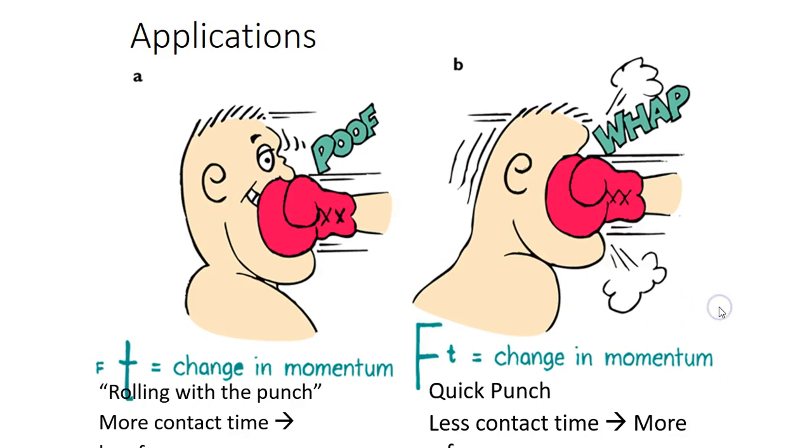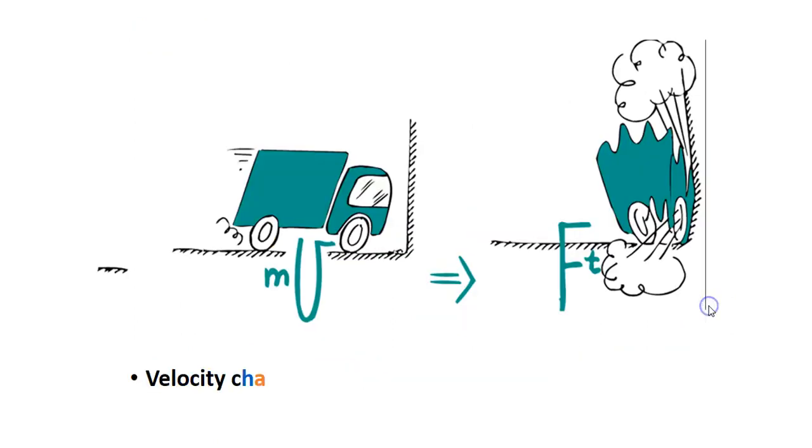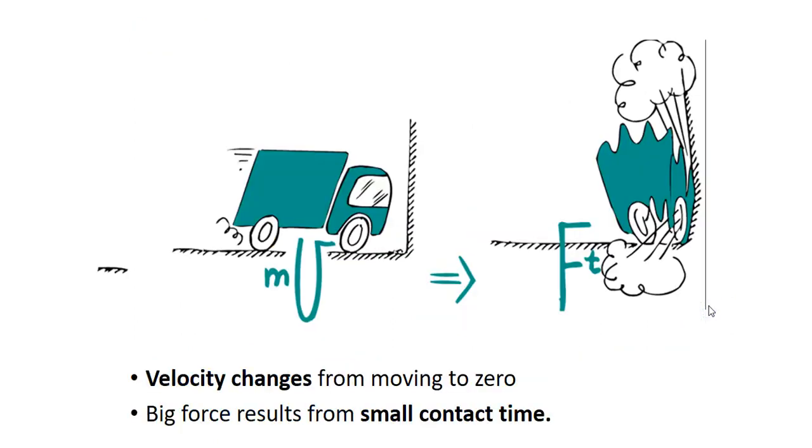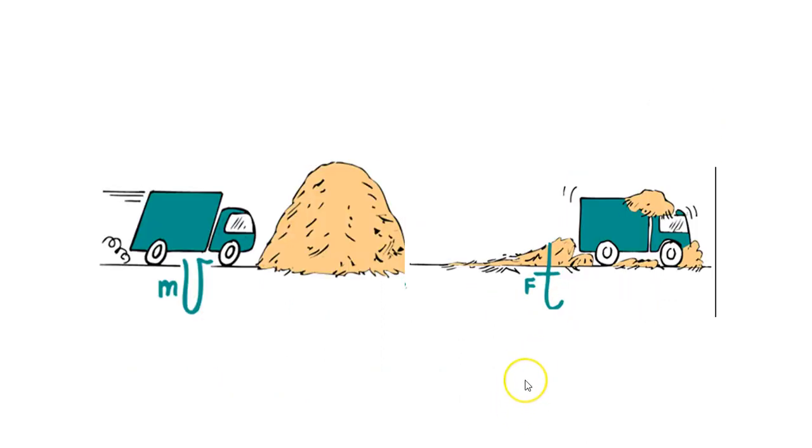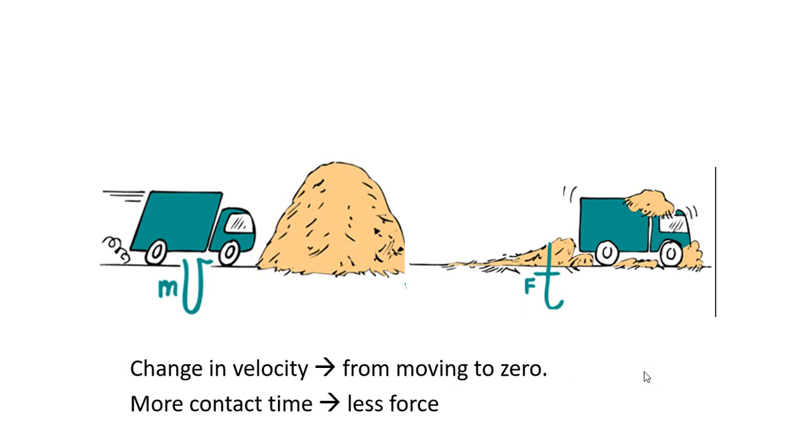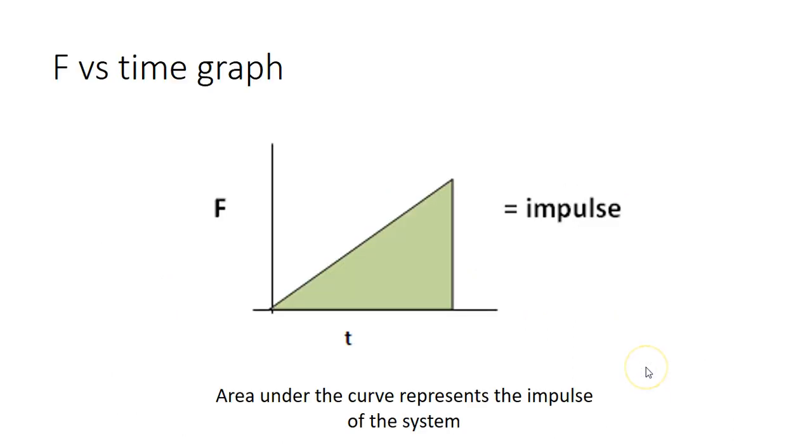These are hopefully pretty obvious. When you hit a wall, it's a small time, so greater force. If you hit a haystack, you're in contact with the force longer, so that gives you a smaller force.